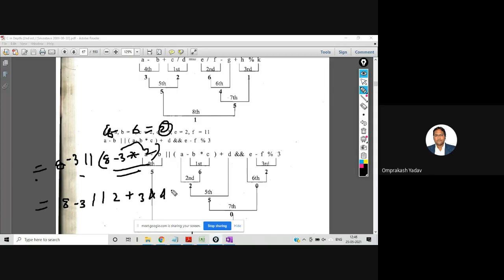And E, 2 minus F, 11 mod 3. So in this entire expression, mod is there, so we are going to solve mod first. If you divide 11 by 3, 3 times it will go, and you get 9. So 11 minus 9, 2 will be the remainder. So this expression value will be 2.